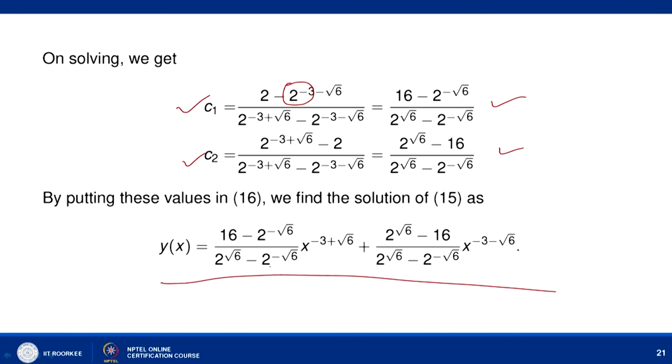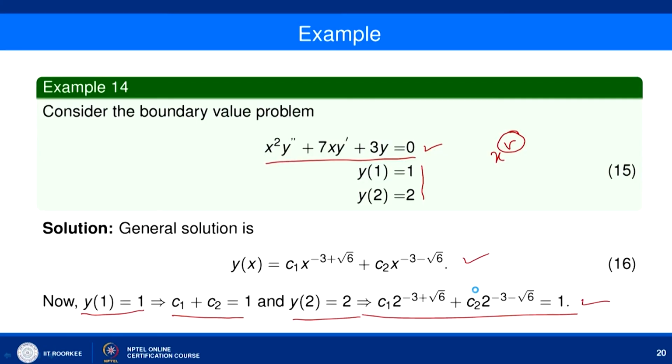Once we have c1 and c2, you can write down the general solution as y(x) equal to this, and since now c1 and c2 are particular values, we can call this a solution of the problem, and you can say that this is a unique solution of the boundary value problem here. We are getting a unique solution because the homogeneous boundary value problem has only the trivial solution. How can we check? You put y(1) equal to 0 and y(2) equal to 0, and then we have c1 plus c2 equal to 0, and c1 2 to the power minus 3 plus root 6 plus c2 2 to the power minus 3 minus root 6 equal to 0.